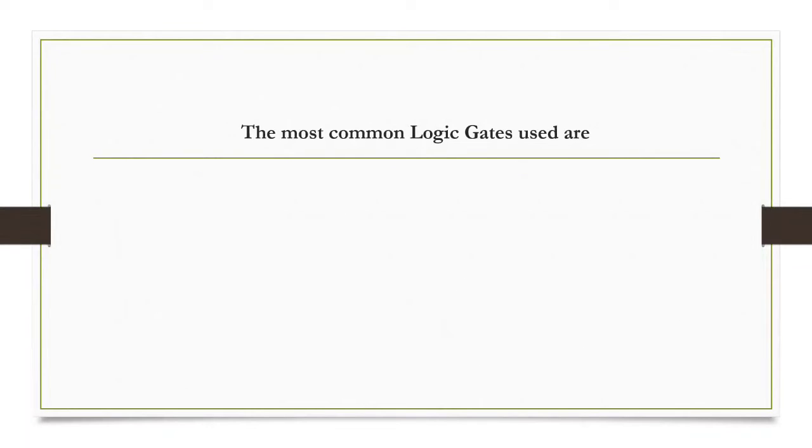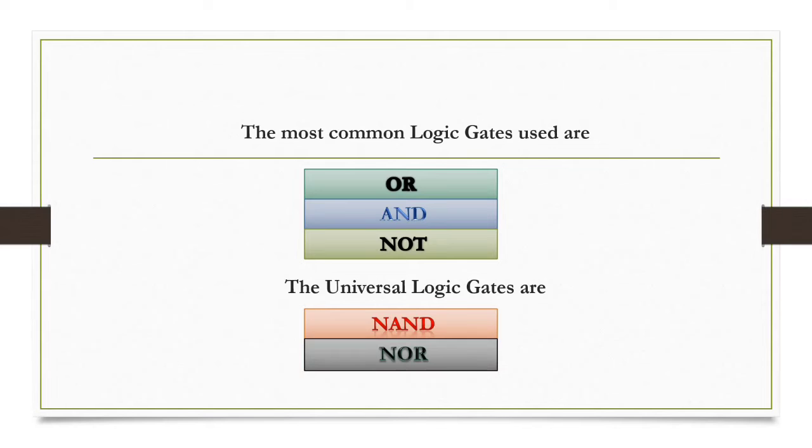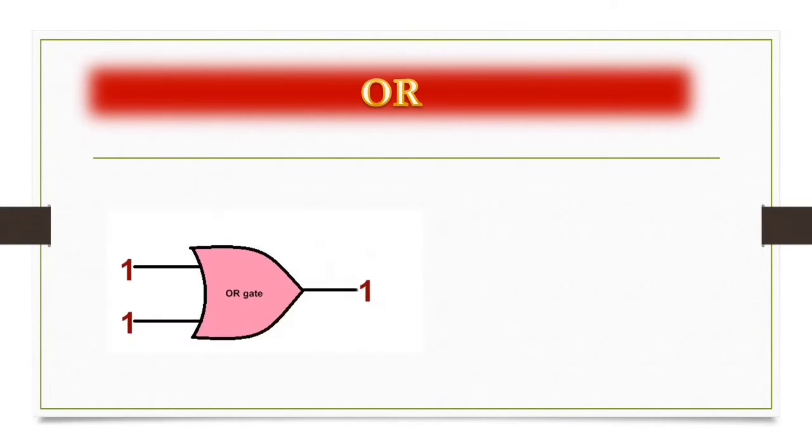The most common logic gates used are OR, AND and NOT gate. The universal logic gates are NAND and NOR. Now we are going to see about OR gate. An OR gate has two or more than two inputs and one output signal. It is called an OR gate because the output signal will be high only if any or all input signals are high.